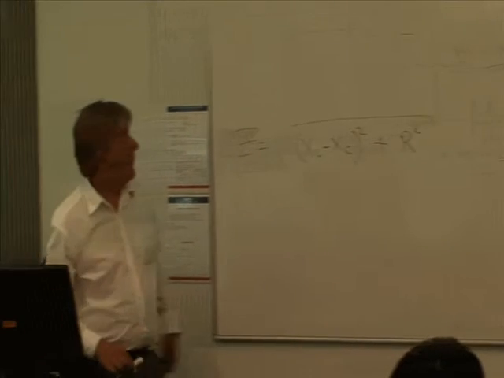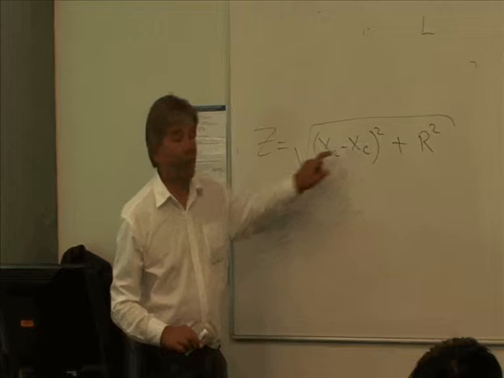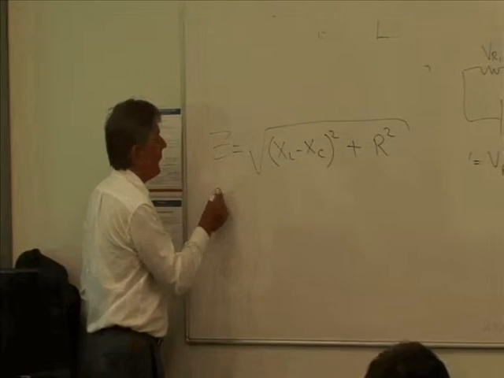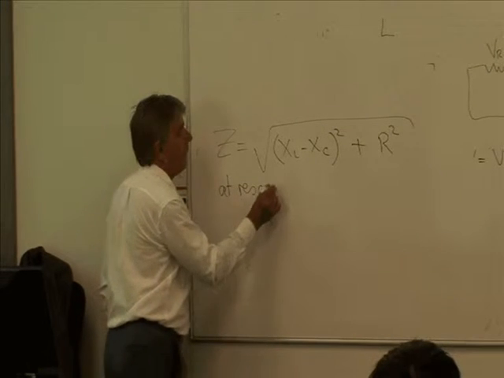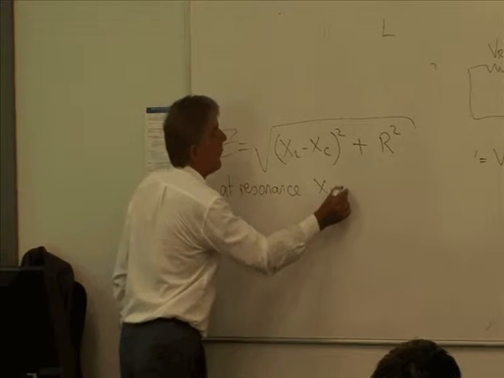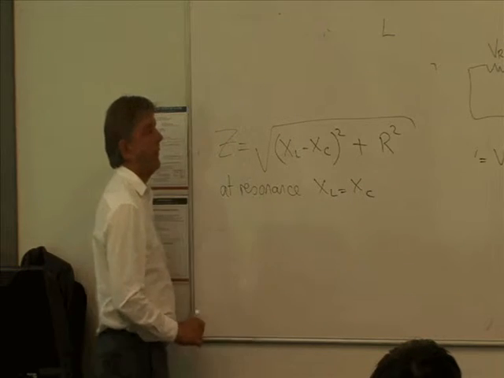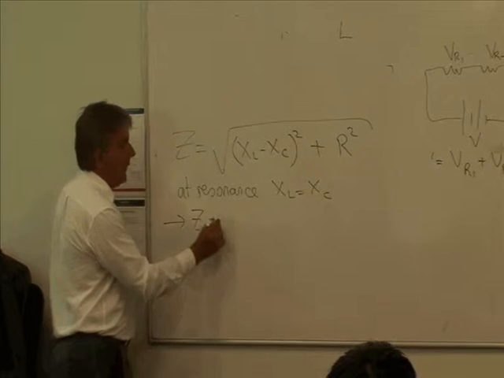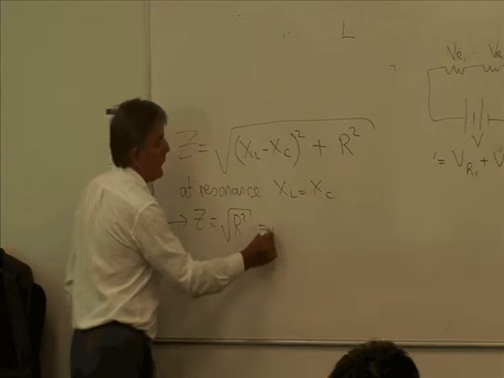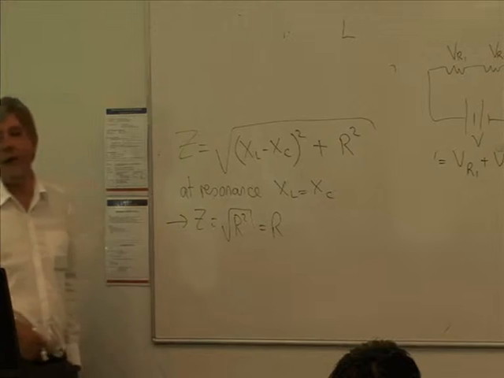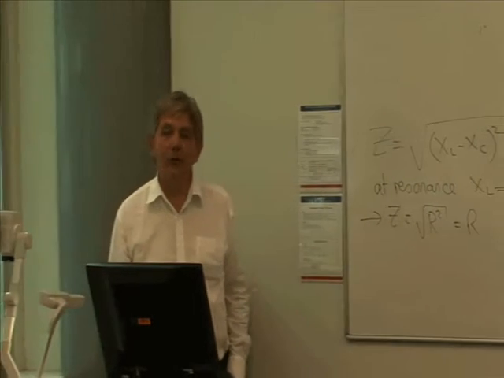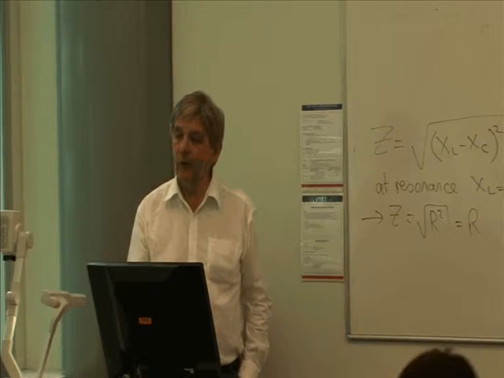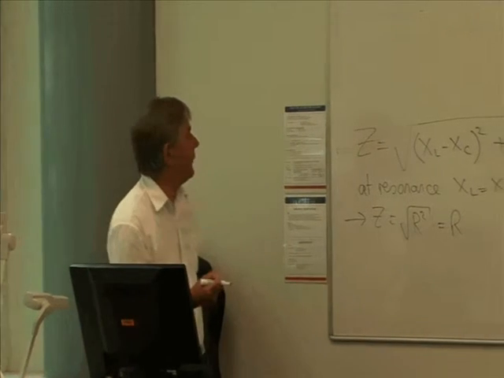Now, at the resonant frequency, XL and XC are equal. So at resonance, XL equals XC. Well, if XL equals XC, then that implies that Z equals the square root of R squared, which is R. So suddenly, the circuit is purely resistive. It's as if the capacitor and the inductor are no longer in the circuit. They've just disappeared to all intents and purposes.